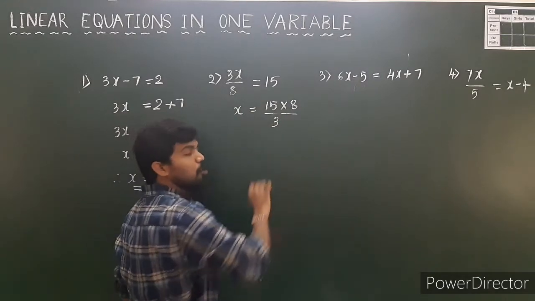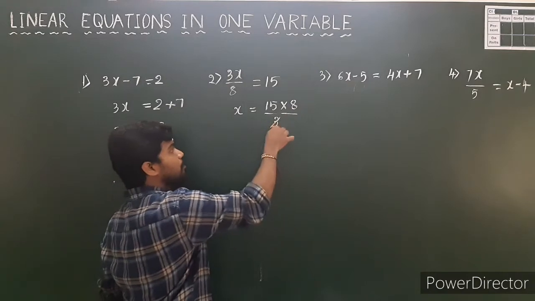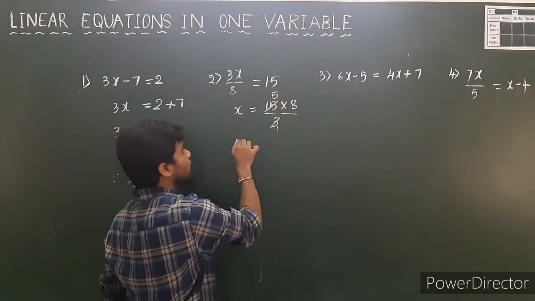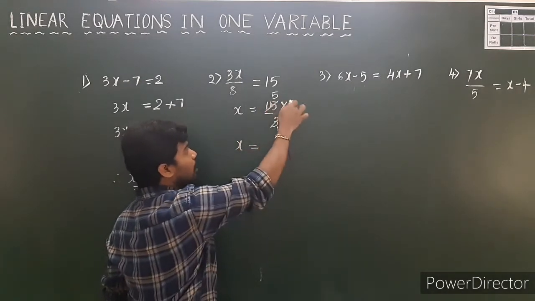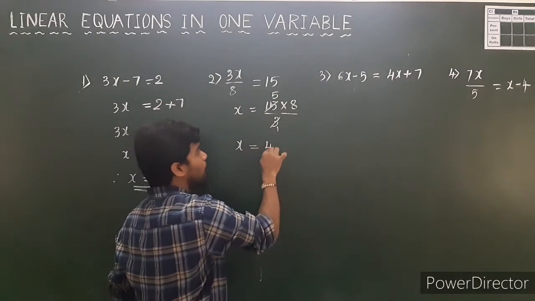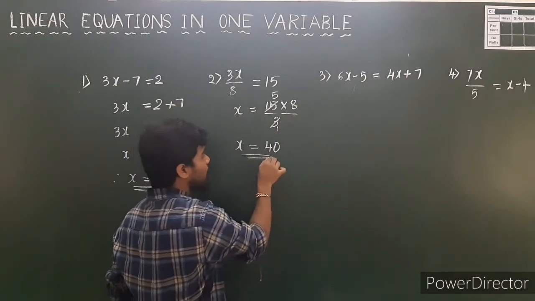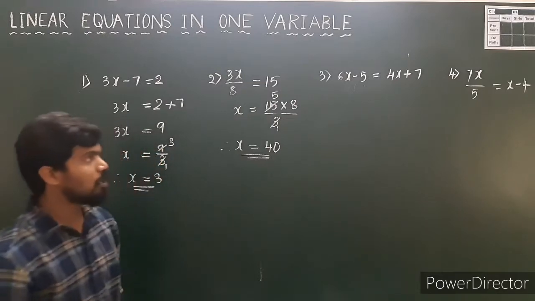So common table you have 3. 3 ones are 3, 3 fives are 15. So x is equal to 5 times 8, you get 40. 5 eights are 40. Therefore x is equal to 40.